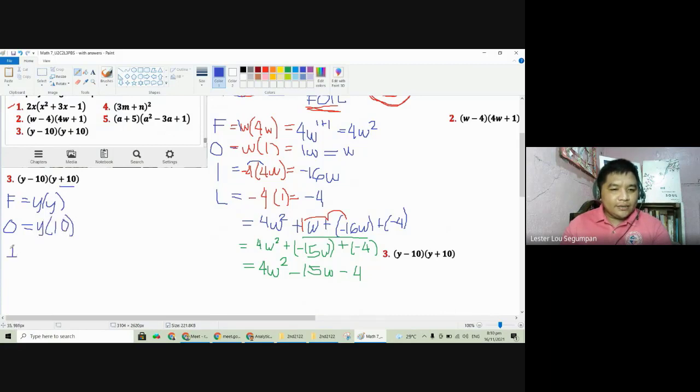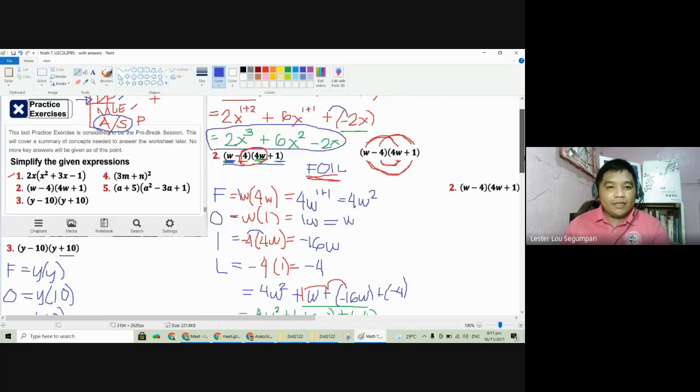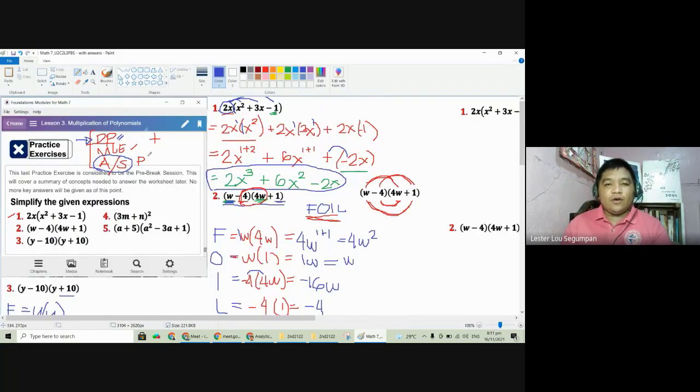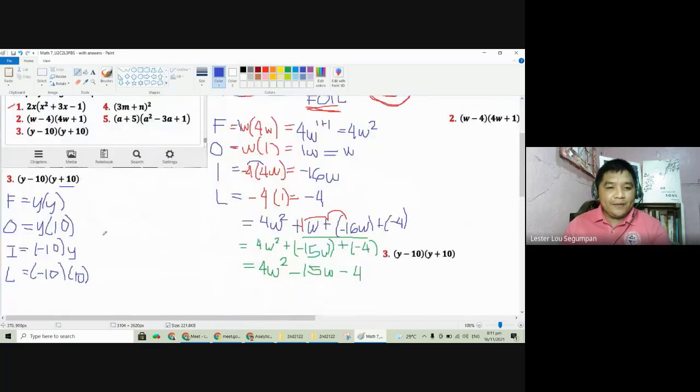The inner is actually the product of, again, include negative 10 times y. And for the last terms, you have negative 10 times positive 10. This is the first step. As again, the FOIL method is the shortcut or the unique way to represent the distributive property.